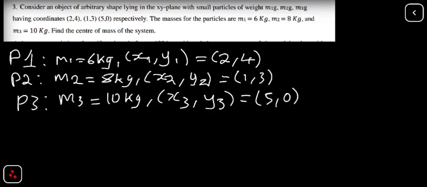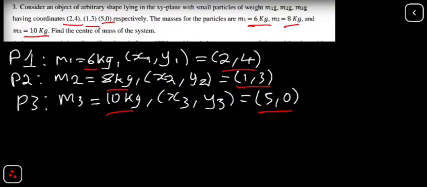So we have particle 1, particle 2, particle 3. The first particle, particle 1, has a mass of 6 kg and the coordinates 2, 4. Particle 2 has a mass of 8 kg and the coordinates 1, 3. Particle 3 has a mass equal to 10 kg and the coordinates 5, 0. Now the question is asking us to find the center of mass of the system.